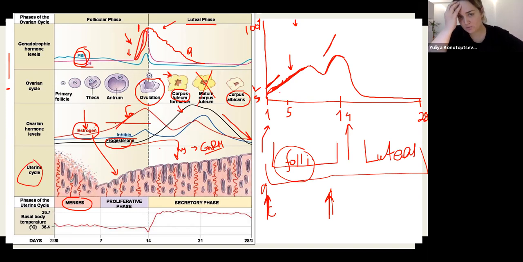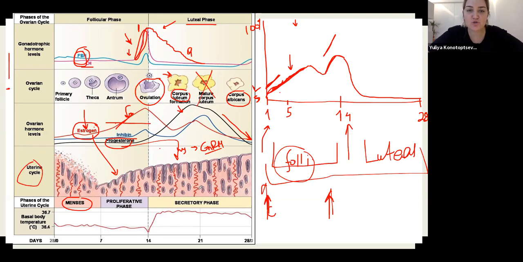Very important question. What was the function of estrogen in relation to the endometrium? It was to start building the endometrium. It was making the endometrium thick. Progesterone was keeping it thick. How can progesterone keep the endometrium thick?